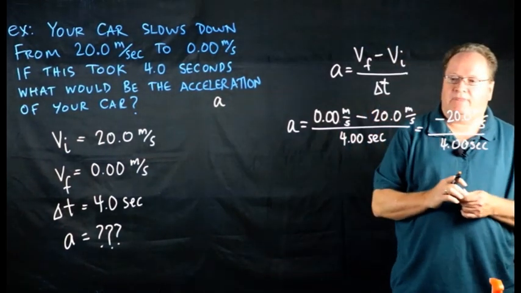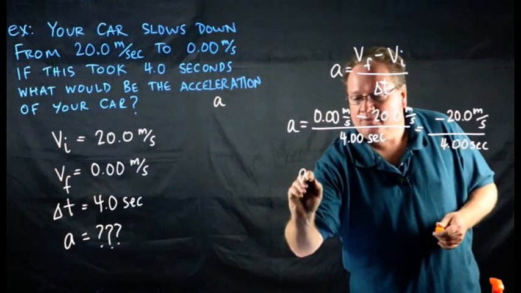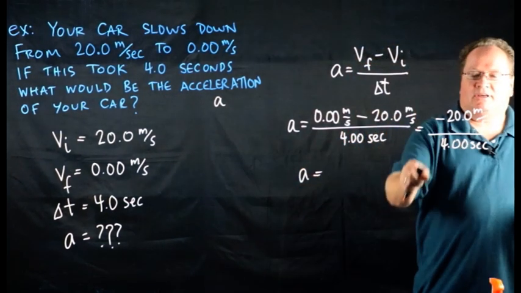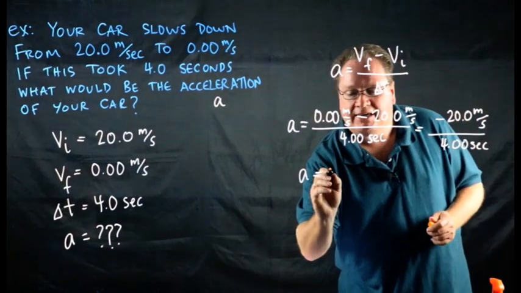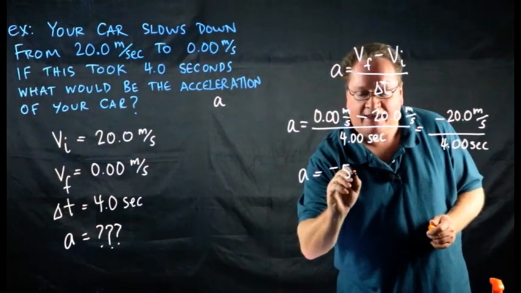Okay? So this math is not too tough. If I take negative 20 and I divide it by 4, I'm going to get negative 5.